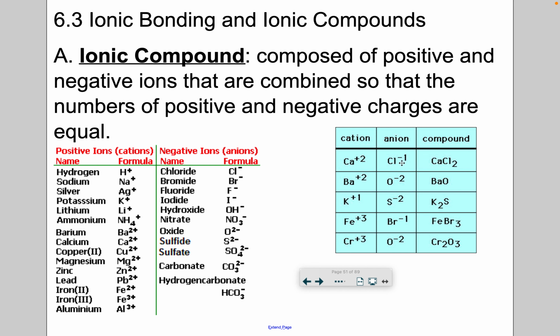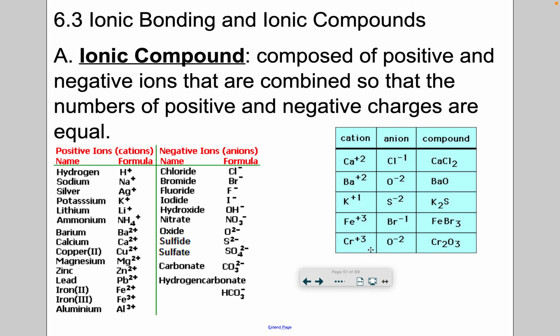So for every +2 calcium ion, I have 2 -1 chloride ions. Here I have barium and oxygen. Barium's in group 2, +2. Oxygen with a -2 charge. The charges cancel each other out, so they are equal. So I just write BaO, I got 1 of each. Over here we have potassium bonded to sulfur. Potassium with a +1, sulfur with a -2. Notice that I need 2 potassiums to cancel out the -2 charge for sulfur. So 2 of these guys means +2 overall, and it balances or cancels the -2.